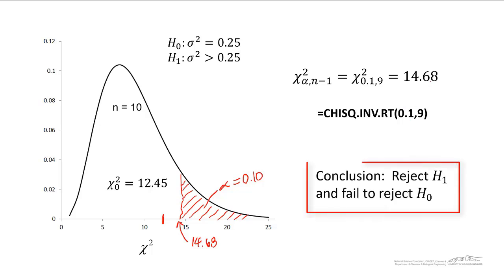The conclusion: because our test statistic of 12.45 is not down in the tail, not in the critical region, and does not exceed, for this upper-tailed test, 14.68, we reject the alternate and fail to reject the null hypothesis.